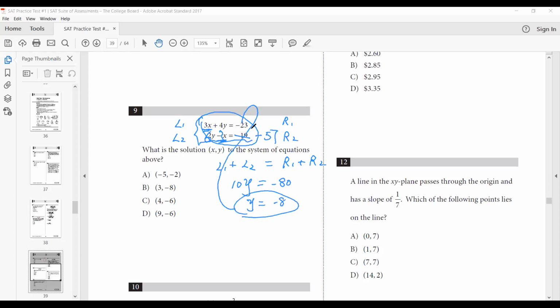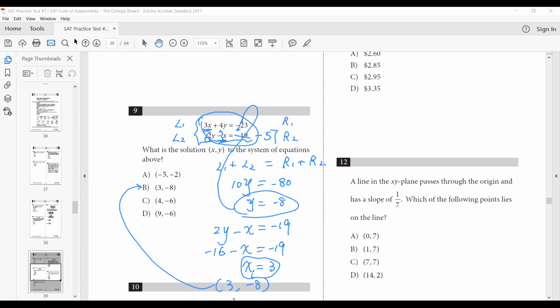Put this back here. We can put it in the second one or the first one. Let's put it in the second one. So y is negative 8, right? So negative 16 minus x equals negative 19. So x equals 3, right? So the solution is 3, negative 8. Ta-da! Right? So we did this before. Yes, we practiced. I sometimes assign you guys a lot of homework on this one.